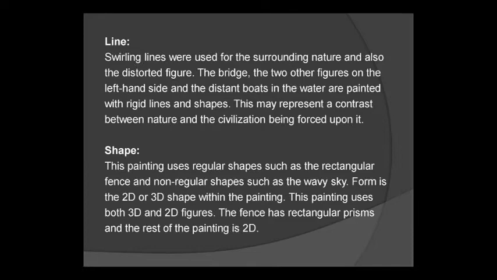Next is the shape. This painting uses regular shapes such as the rectangular fence and non-regular shapes such as the wavy sky. Form is the 2D or 3D shape within the painting. This painting uses both 3D and 2D figures. The fence has rectangular rims and the rest of the painting is 2D.